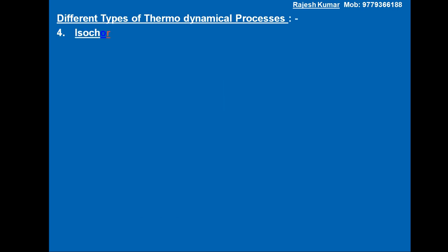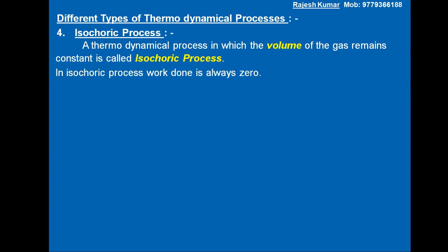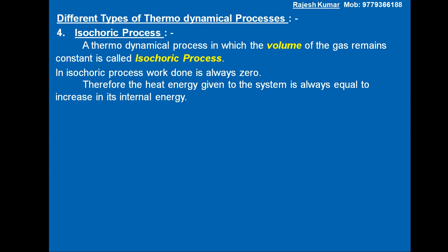Next is isochoric process. A thermodynamical process in which the volume of the gas remains constant is called isochoric process. In isochoric process, work done is always zero. Therefore, the heat energy given to the system is always equal to the increase in its internal energy, that is Q equals delta E.